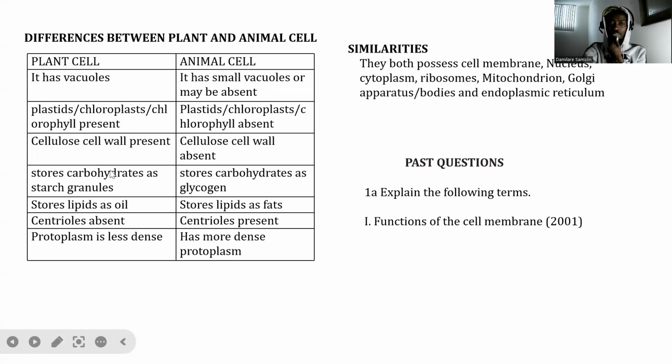Plants store carbohydrate as starch granules. That is the way they store it. But animals store carbohydrate as glycogen. Now, plants store lipids as oil, but animals store it as what? As fat. Centrioles are absent in plants, but in animal they are present. Protoplasm is less dense in plant cell, but has more dense protoplasm in animal.